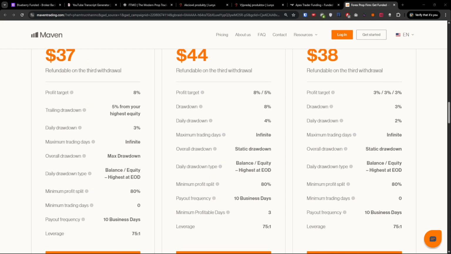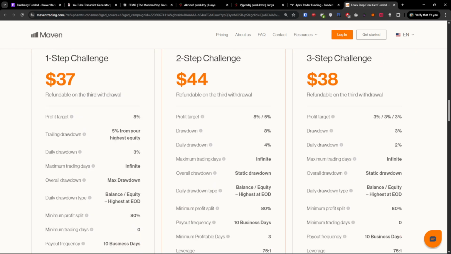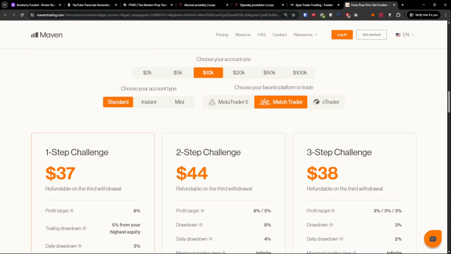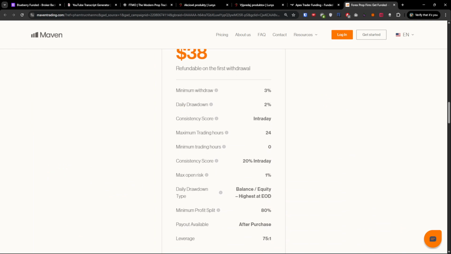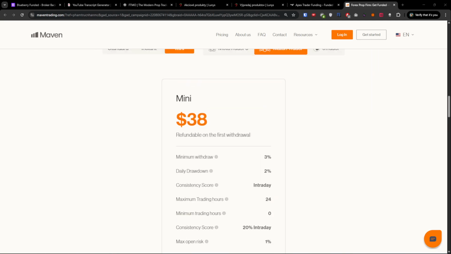Here, for example, you have the profit target, trailing drawdown, and daily drawdown of 3%, 4%, 2%, and then the profit split, which is 80% everywhere, and the minimum trading days is 0. For the 2-step, you have 10, and then 3, and trading days is 0 here. This is also a unique program, the mini, where you have a minimum withdrawal of 3% and daily drawdown of 2%, and this is something you can check out if you want to.